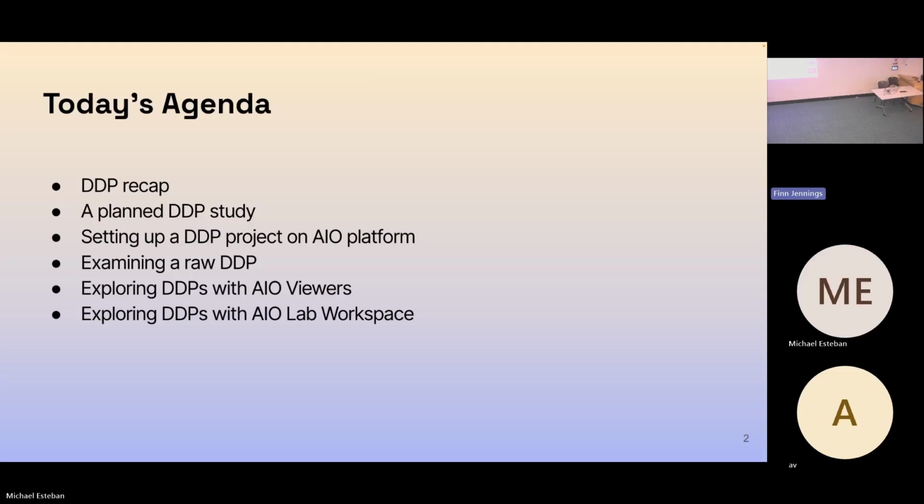And then we're going to do 3 activities which are really focused on DDPs, like how we can examine a raw DDP, and then using some particular tools which we've been developing to work with DDPs. So we have one called a viewer, which does some visualizations of the DDP. And the last one is something called the lab workspace, which can take a DDP and interrogate it a bit more, put it into a table, or maybe use AI to summarize aspects of it. So that's a broad idea of what we're going to be up to. It should be a really fun 90 minutes today.